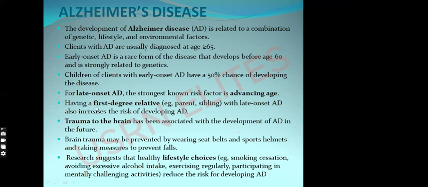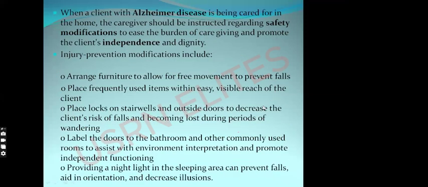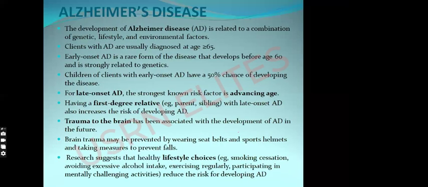Another one is having a first degree relative, being your parent or sibling. Talking about your mother, your father, your sister or brother. These people are the first degree relatives we are talking about. Even if they have a late onset, you have a risk of developing Alzheimer's disease.